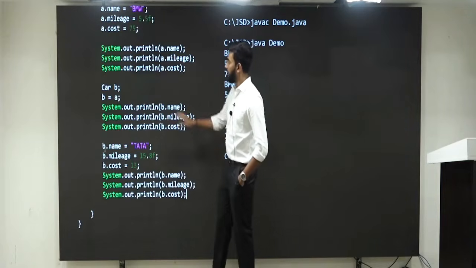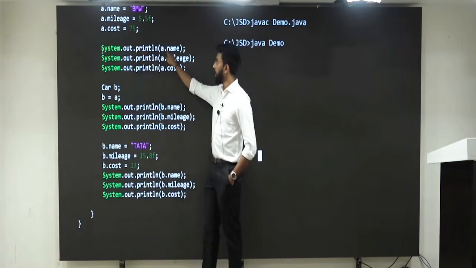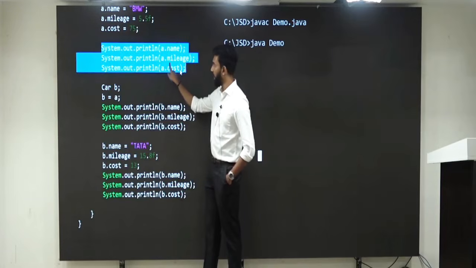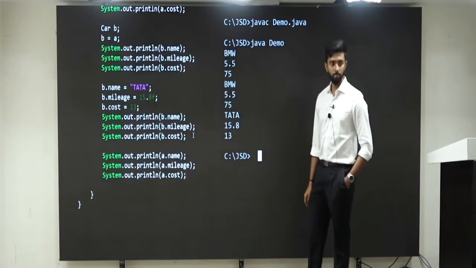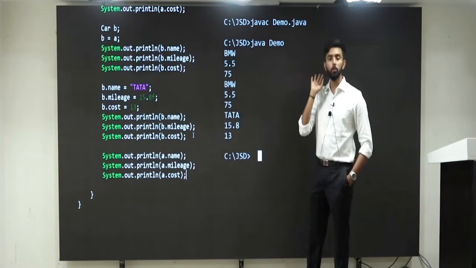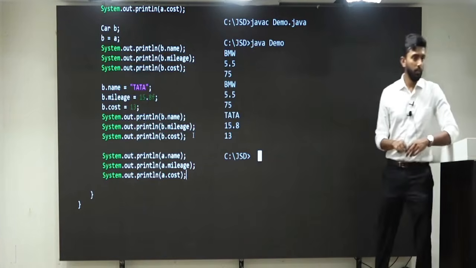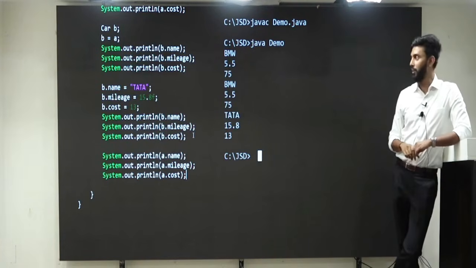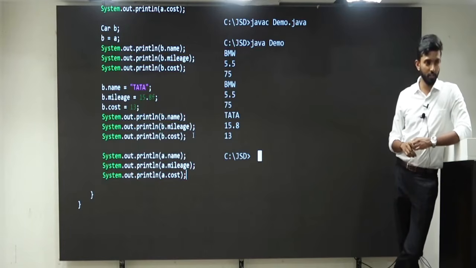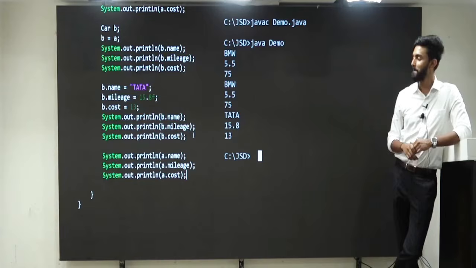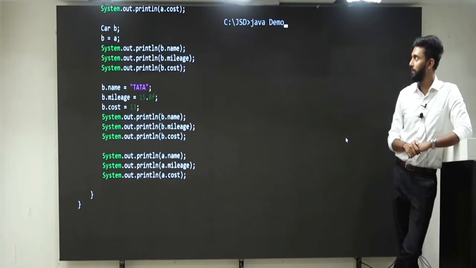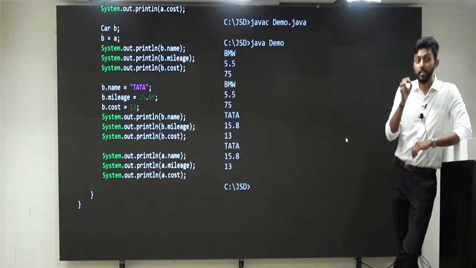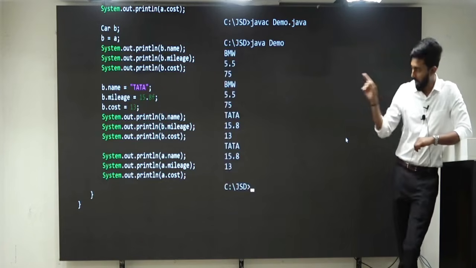Now watch it. Scroll on top. These 3 lines I will copy. A dot name, A dot mileage, A dot cost. Paste it after that. Think and answer what will be the output. BMW 5.5 75. Yes? No? Okay. Clear the screen. Compile. Execute. What is the output? Same. Why?